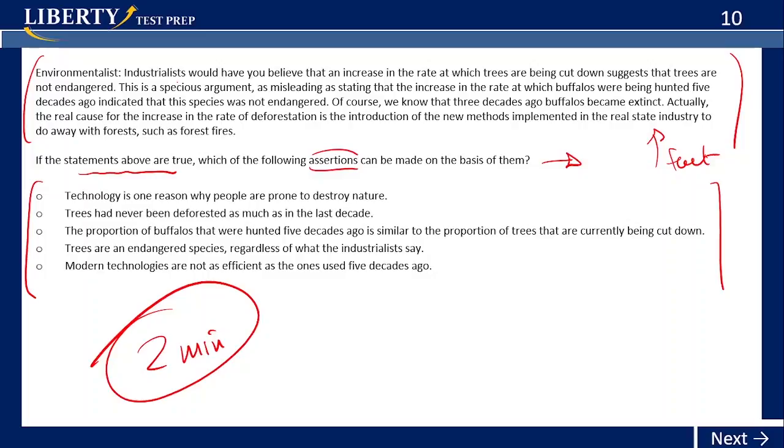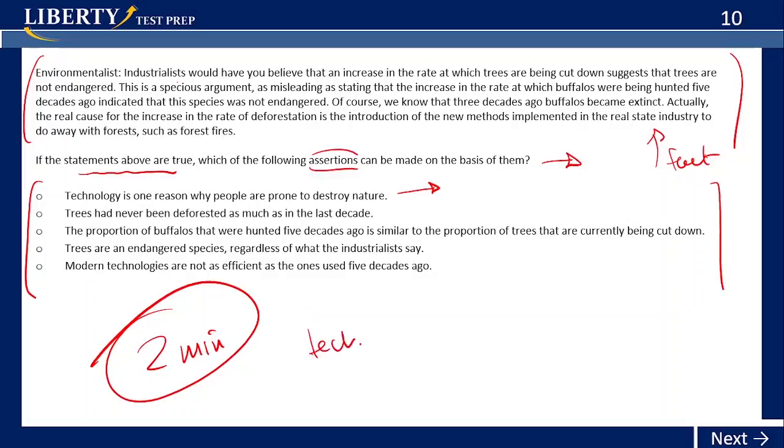Okay, so that's a very strong argument. So that's an argument. But of course, in order for us to deduce something, we're going to take all of this as if they were facts. Okay? So, what has to be true here? Number 1, technology is one reason why people are prone to destroy nature. Okay, they're prone to destroy nature.